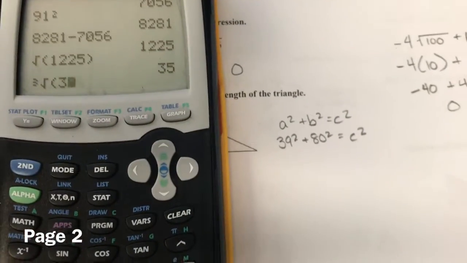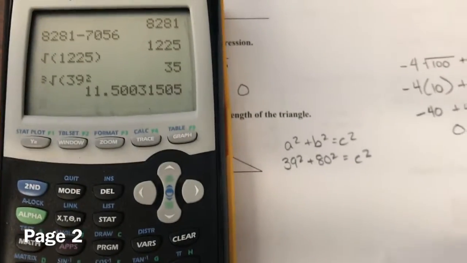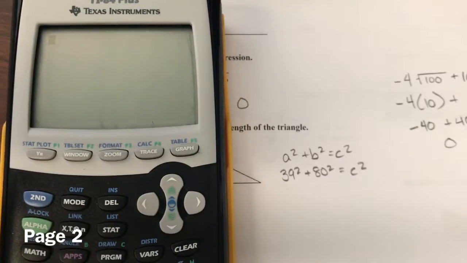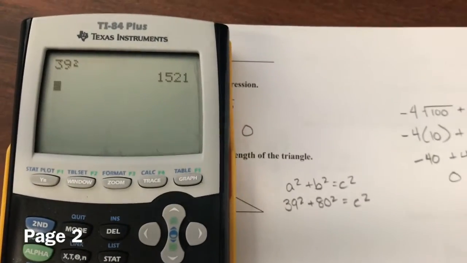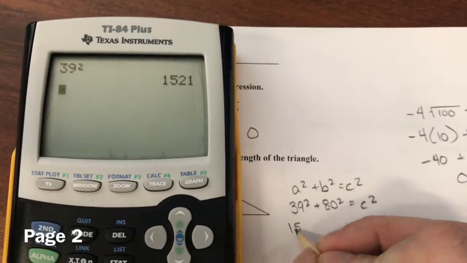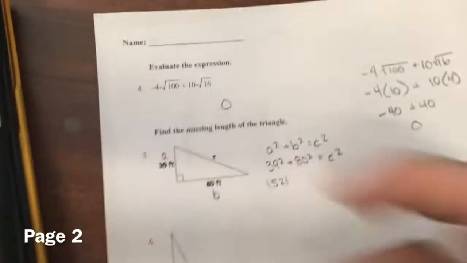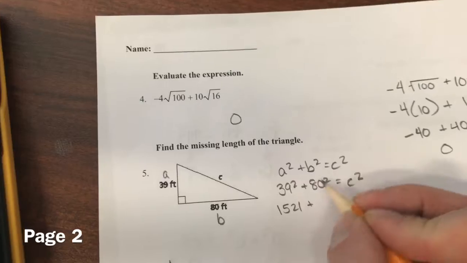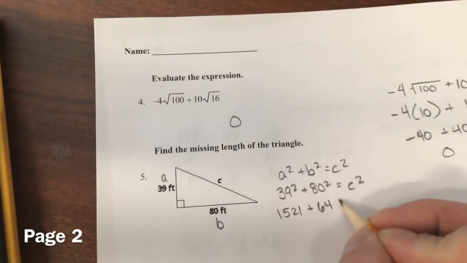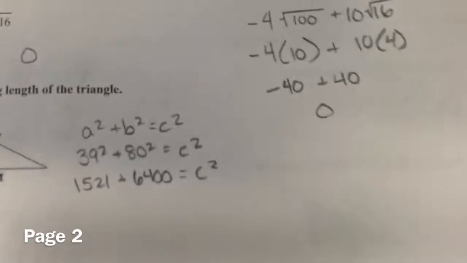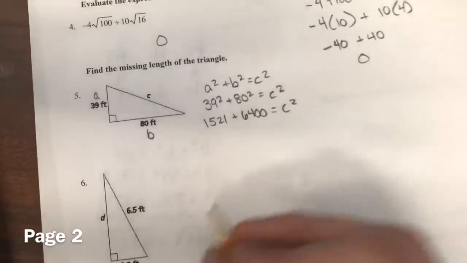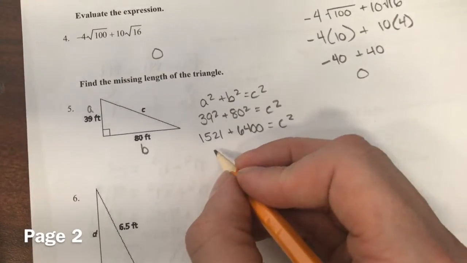39 squared. Oh my goodness. 39 squared is 1521. I already know what 80 squared is. If 8 squared is 64, then 80 squared is 64 with 2 zeros. Learned that back in college. Add those two up.